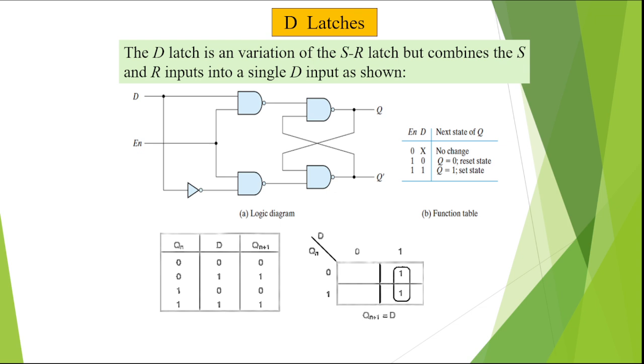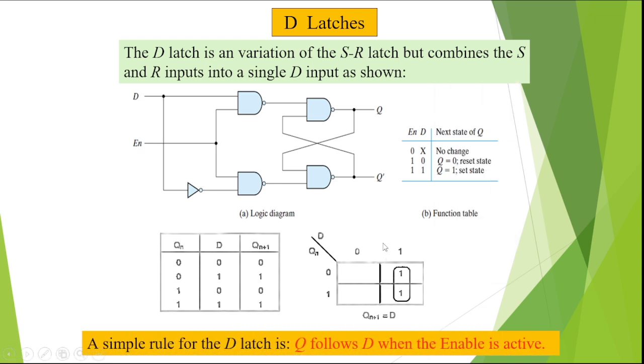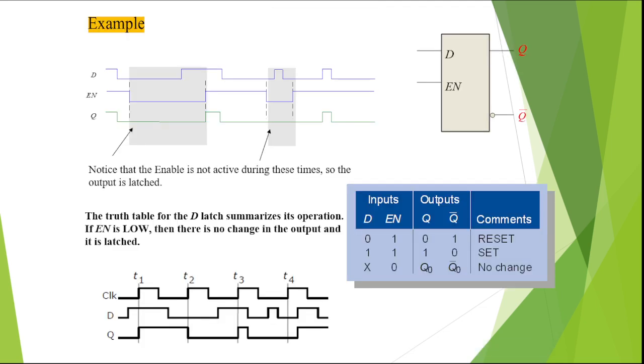So whenever the enable button is not on, there is no change. When the enable button is on, then it will be 1 and 1. If enable is 1, data is 0, then Q is also 0. Q is nothing but the output. If enable is 1, data is 1, Q is equal to 1. Right? This is the meaning of D latch.